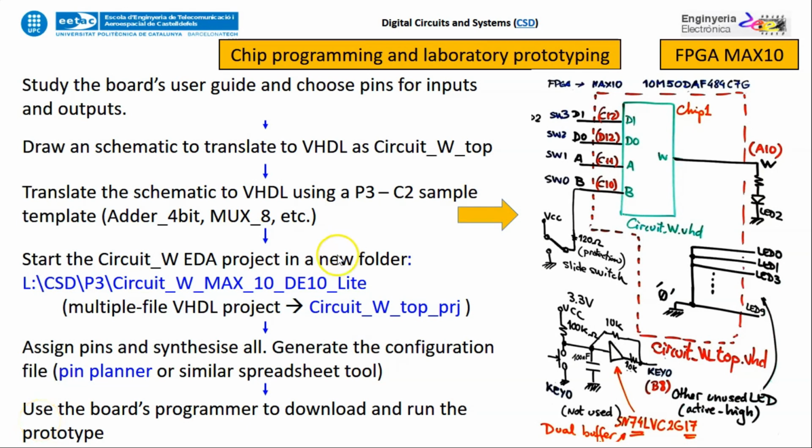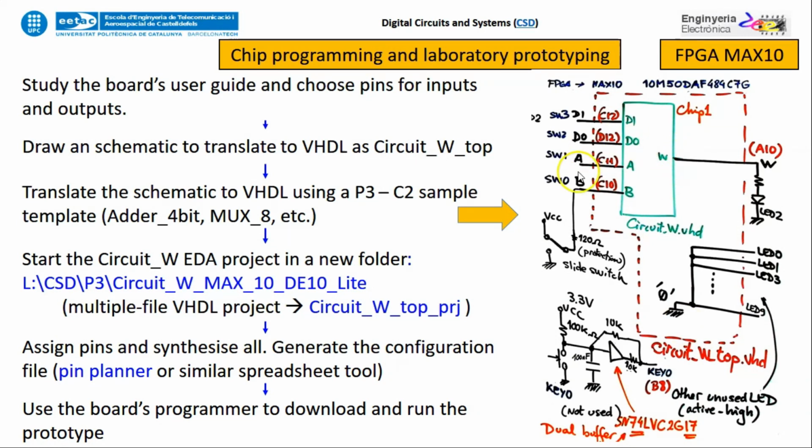If you have another board, like the FPGA Max 10 DE10 Lite board, you can do exactly the same thing, changing the name of the folder, circuit W Max 10 DE10 Lite, and then you can reuse the same name for the project, circuit W top project. The only thing for you again is to study the user guide of this new board and find which pins you have to attach to every signal of your interest, and keep an eye on the hardware associated to the inputs and outputs to see whether these signals are active high or active low.